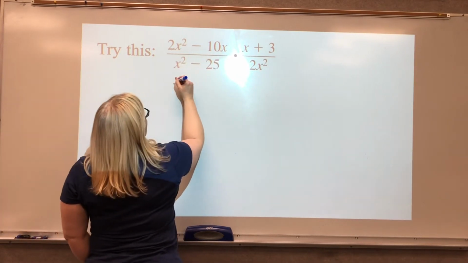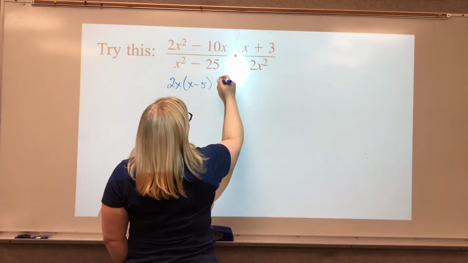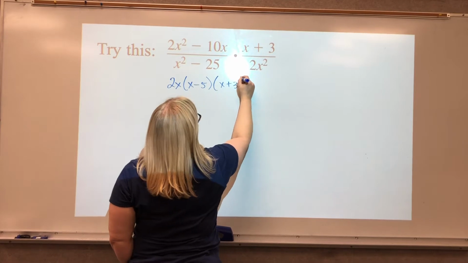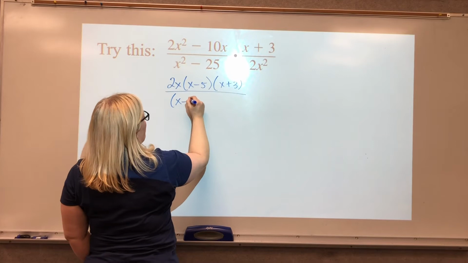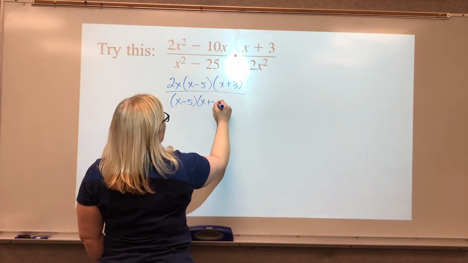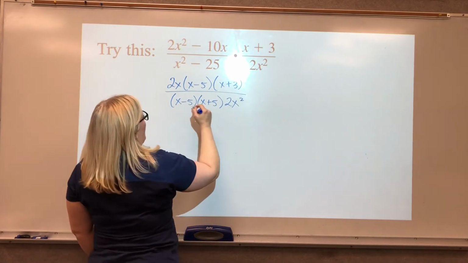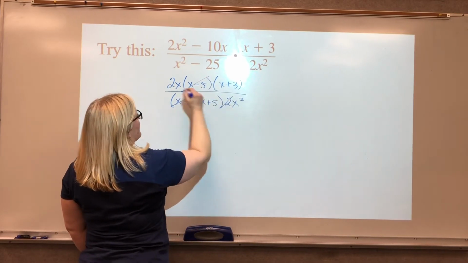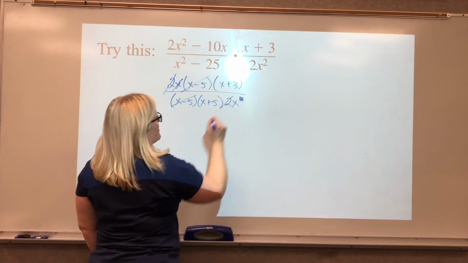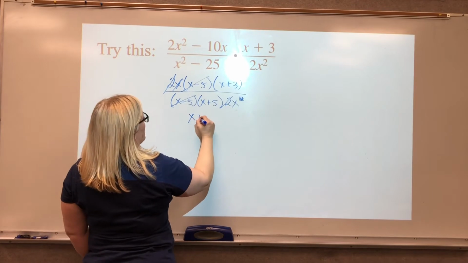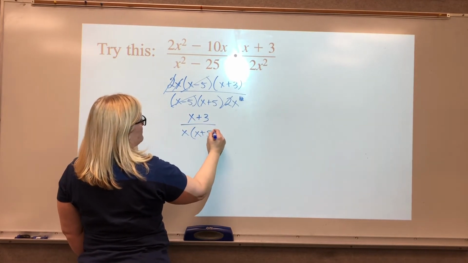I can factor out a 2x. I've got x minus 5 times x plus 3. And then x squared minus 25 is x minus 5 times x plus 5 times 2x squared. All right, x minus 5's cancel, 2's cancel, one of my x's cancels. Okay, so I'm left with this: x plus 3 over x times x plus 5.